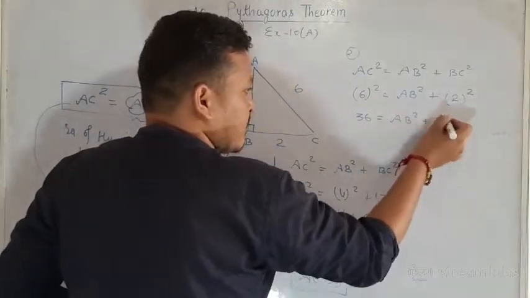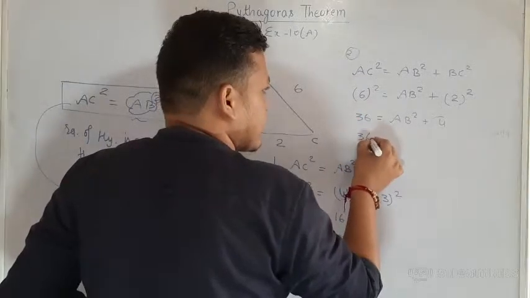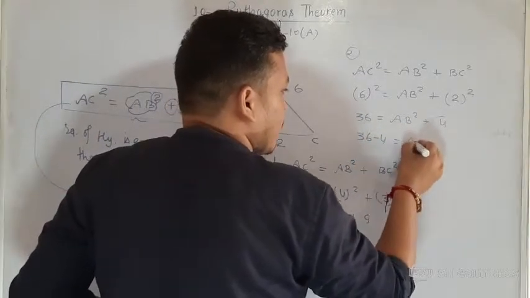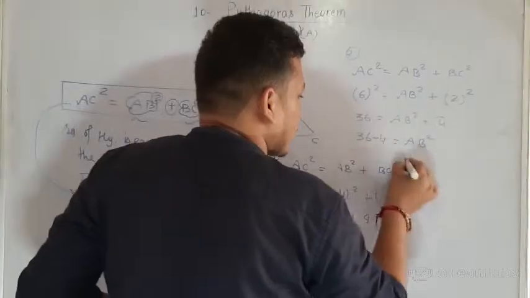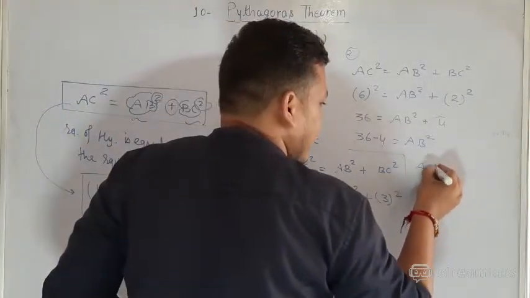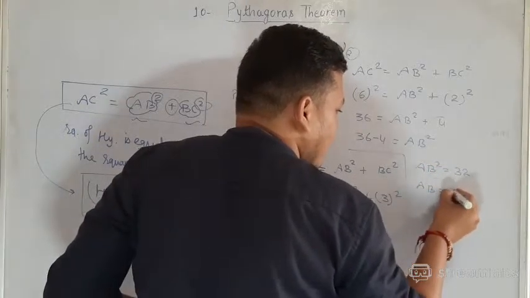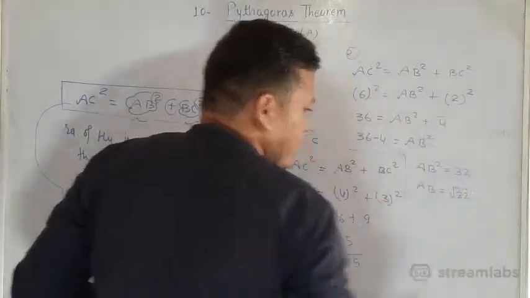So we can take this 4 to the left hand side, then we can calculate the value of AB. So 36 minus 4 is equal to AB square. What should be our answer? 36 minus 4 is 32. So we can write here AB square is equal to 32. So AB is equal to root 32.